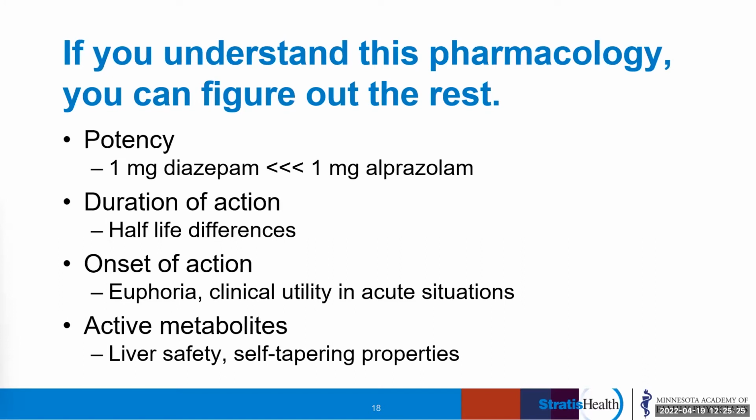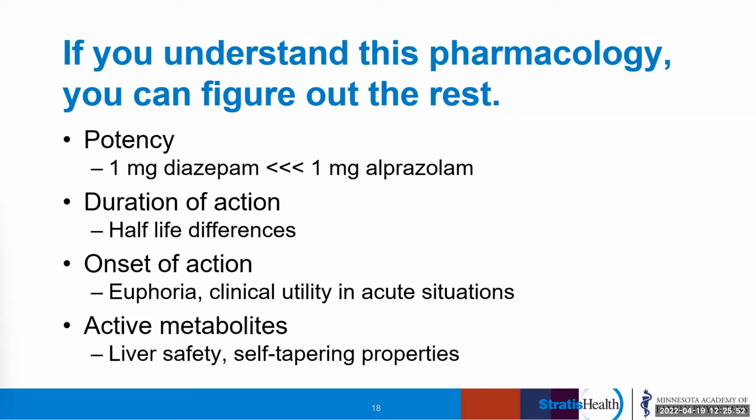So let's talk a little bit about the pharmacology, because I think it's important for people to understand these things are all different. The potency is all different, and you can get graphs that'll give you an idea of how potencies go across the board. For instance, a milligram of diazepam is much less potent than a milligram of alprazolam.